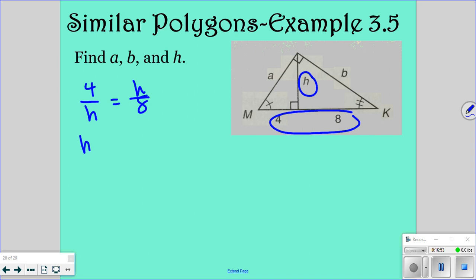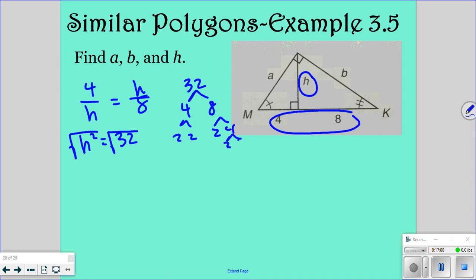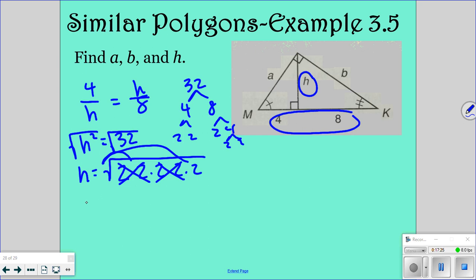And so H squared has to equal 32. And then you can take the square root of both sides. 32 factors as 4 and 8, which is 2 and 2, and 2 and 4, and 2 and 2. So instead of 32, we have 5 2's. We can pull out one pair of 2's here, and another pair of 2's here. So that would be putting 1 2 and another 2 on the outside. So our H value is going to be 2 times 2, 4 square roots of 2. So that would be how you find H using geometric mean.